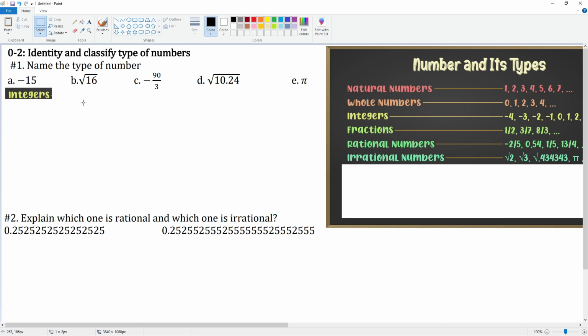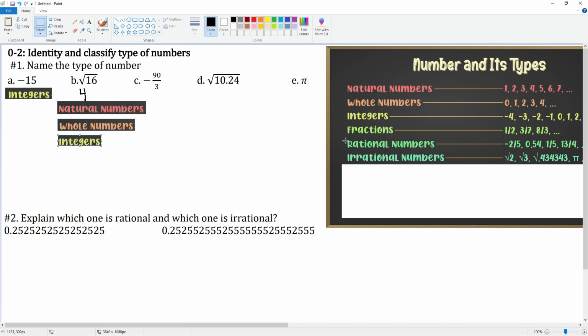B is the square root of 16. The square root of 16 can be broken down, because it's a perfect square, to the number 4. Because it is the number 4, we would ask ourselves, is that a natural number? Yes, because 4 can be counted. Is it a whole number? Yes, it still falls under the positive values. Is it considered to be an integer? Yes, it's considered to also be an integer.